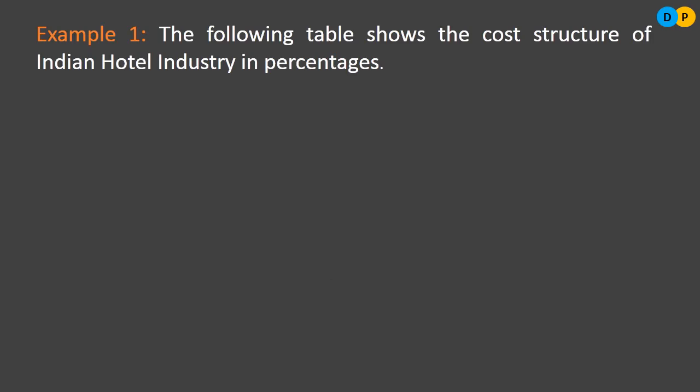The following table shows the cost structure of the Indian hotel industry in percentage. Here we are explaining the cost structure of an Indian hotel industry, how the complete cost, in percentage, is divided into different sectors. Let us understand it via a pie diagram.